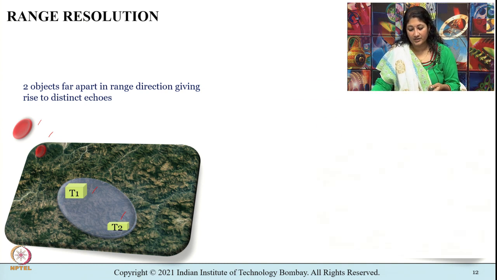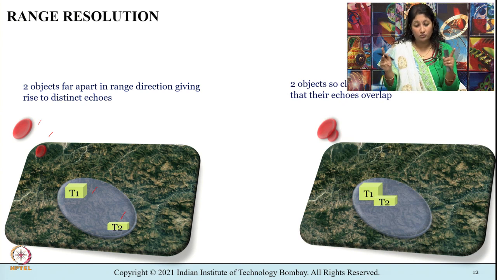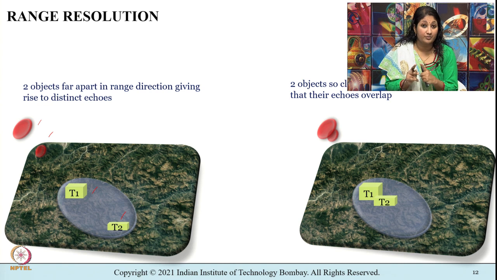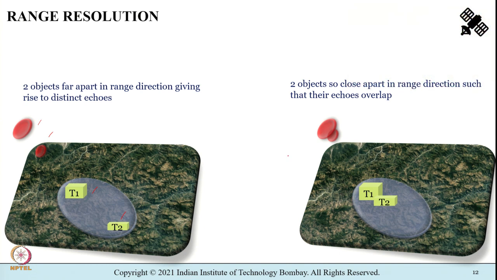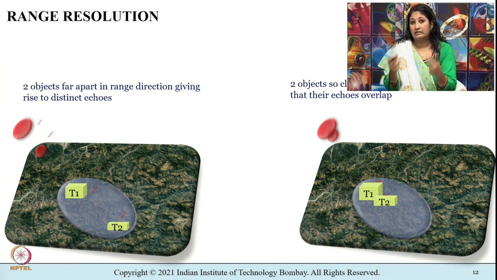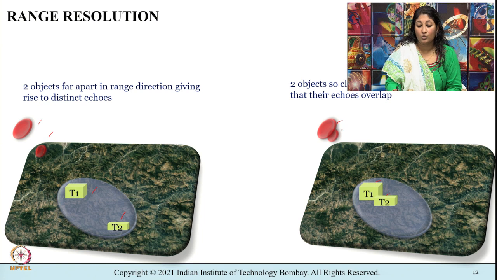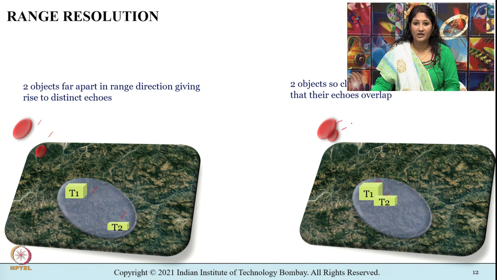Now, let me give you a reverse scenario wherein the two objects T1 and T2 are very close apart, so close apart that their echoes tend to overlap. Again, what you see here is two objects T1 and T2 that are so close apart in the range direction such that their echoes tend to overlap. Now, if the echoes overlap, we cannot tell one apart from the other, isn't it? That's a problem. So, what to do?